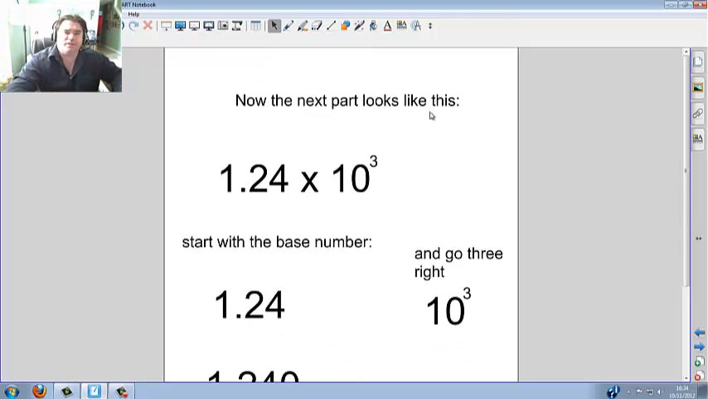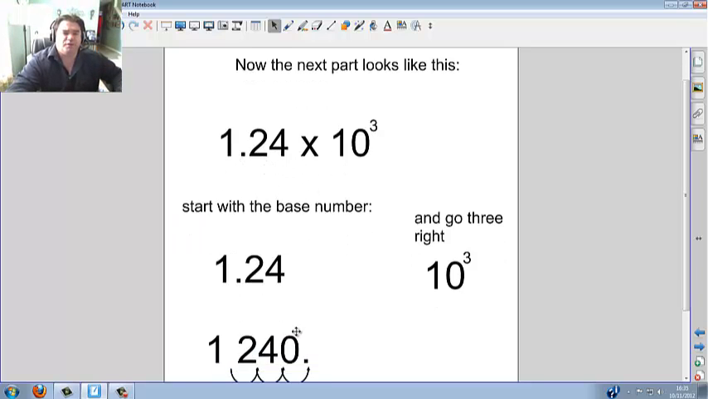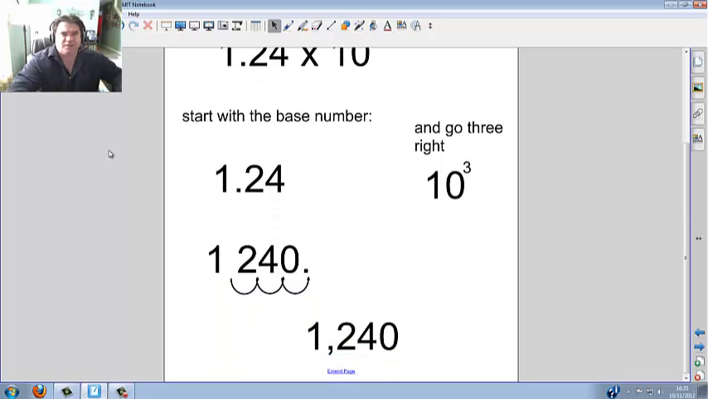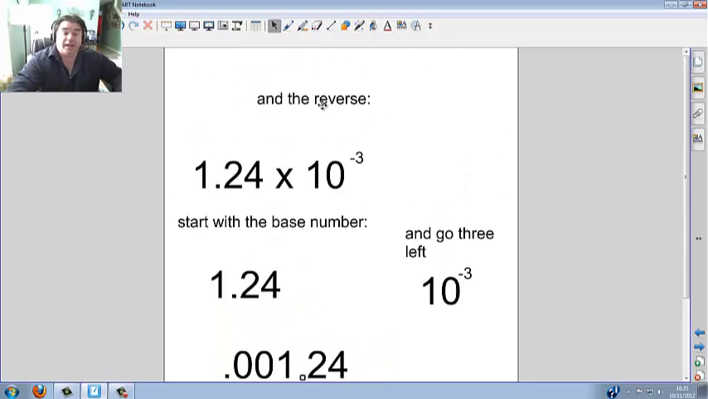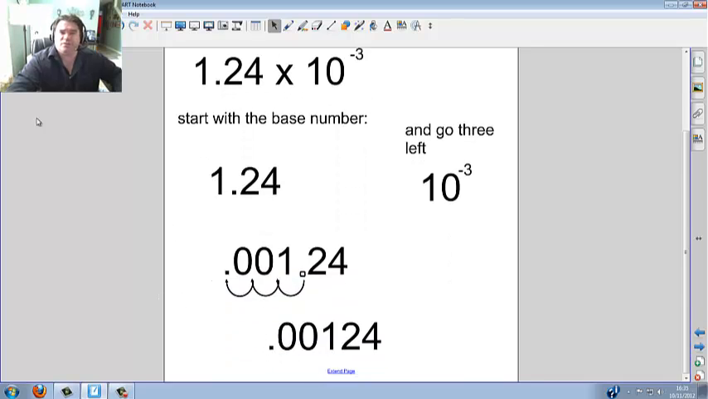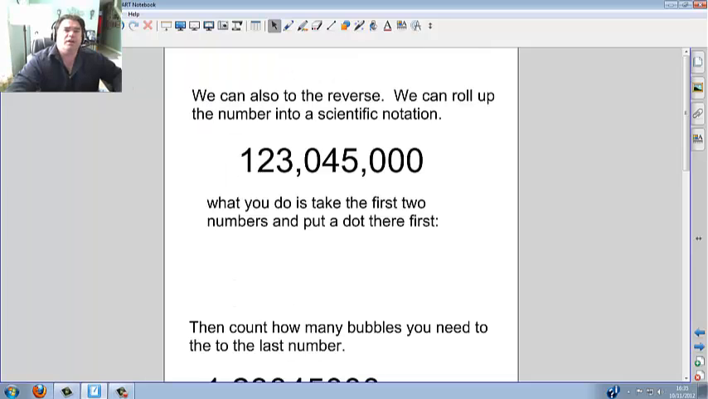Now the next part looks like this. 1.24 times 10 to the third power. Basically, I'm just going to put 1.24. You put the whole thing that's there, then 3 spaces over. 1, 2, 3. Open space, put a 0, 1,240. And the reverse. 1.24 times 10 to the negative third. I have 1.24, but 3 this way. What do I fill with the 2 gaps? Zeros. So 0.00124. Quick break.